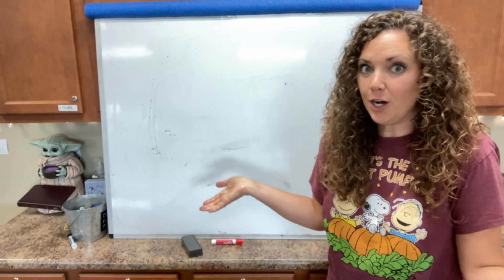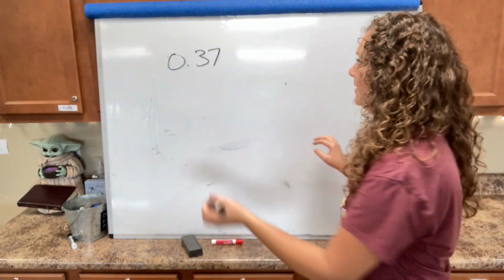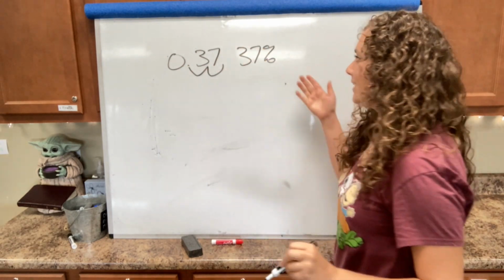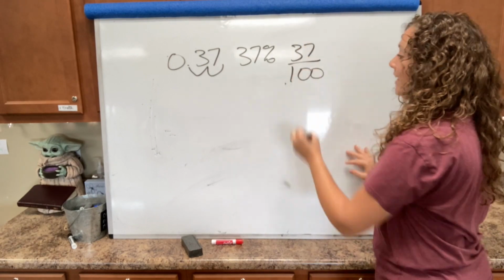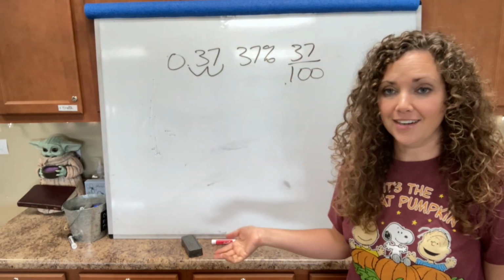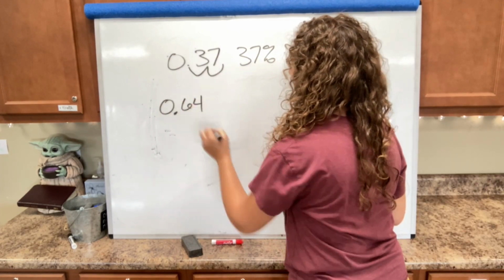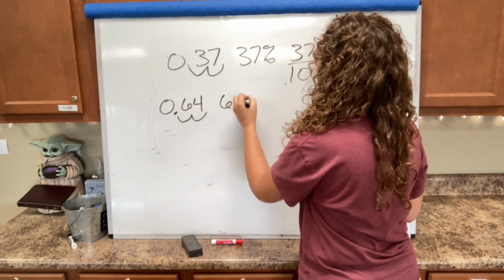What happens when we start with a decimal? 0.37. Let's get that into a percent. Easy peasy, bloop, bloop. It's 37%. Let's get into a fraction, 37 over 100. Can that be simplified? It cannot, so it is finished. Let's try 0.64. To put that into a percent, we just go bloop, bloop, and we have 64%.